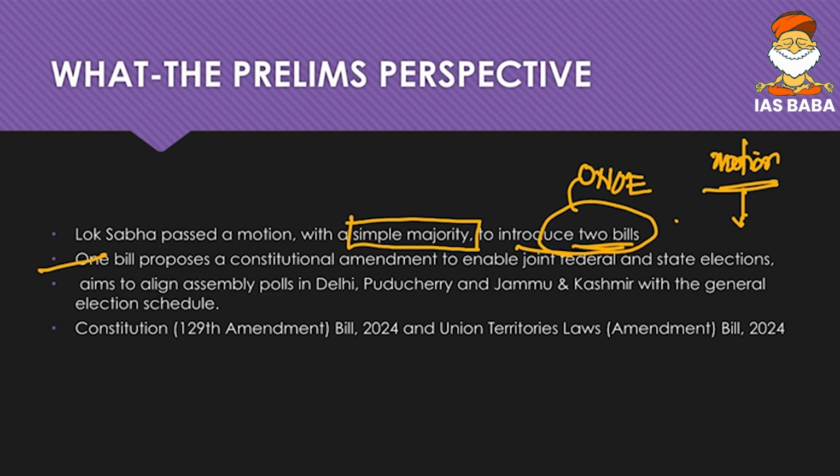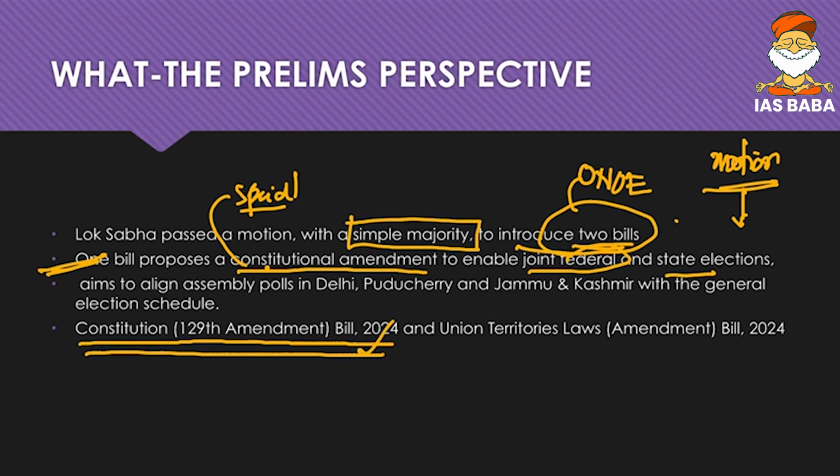The first bill introduces a constitutional amendment to say that you should have joint federal and state elections. Now understand, if this bill has to pass, you will need a special majority, but that is for a later date. Right now, they have just introduced two bills, and this particular bill, which is looking for the constitution amendment, is called the Constitution 129th Amendment Bill 2024. The next permission they got was for the next bill, which aims to introduce assembly polls in Delhi, Puducherry, and Jammu and Kashmir along with the general election schedule. This is the second bill for which they got permission, and that bill is called the Union Territories Laws Amendment Bill of 2024.